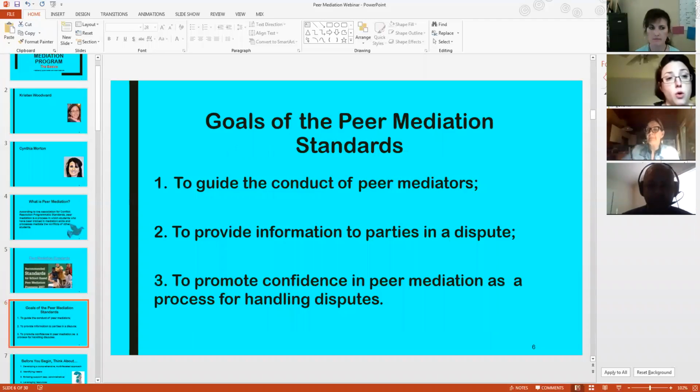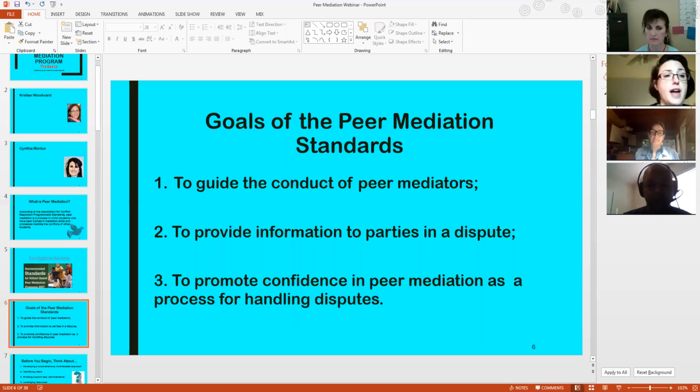So several goals of the standard. So to guide the conduct of peer mediators, there are ethical considerations about what peer mediators do and don't do. There's also training requirements, because that's very important. Students need to be trained, supervised, debriefed before they can begin to work with other students, because these are real world issues for these students.